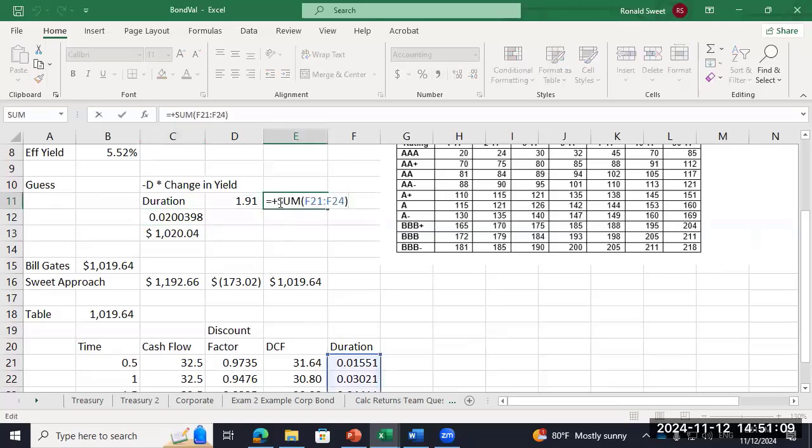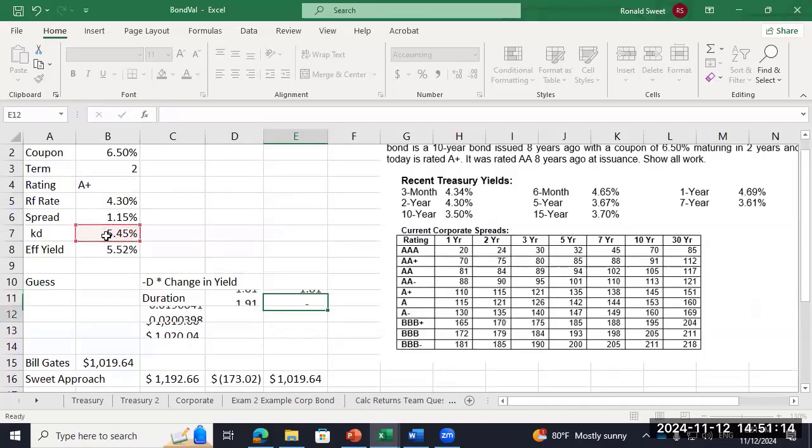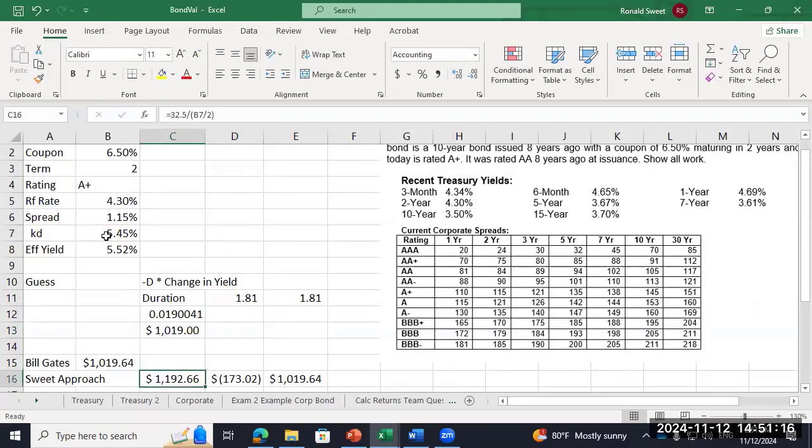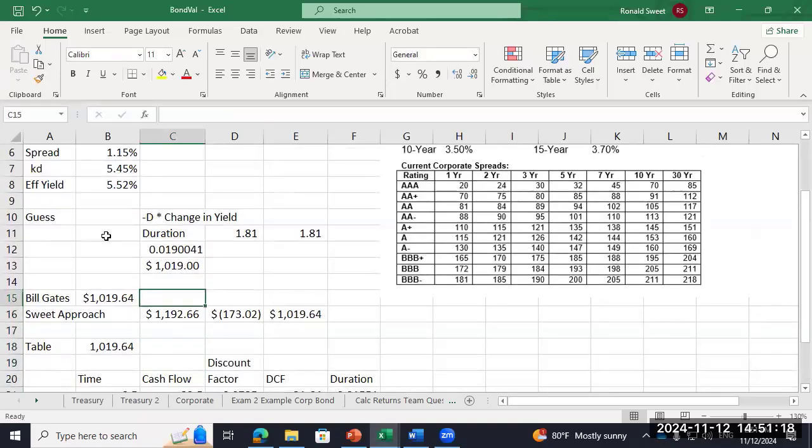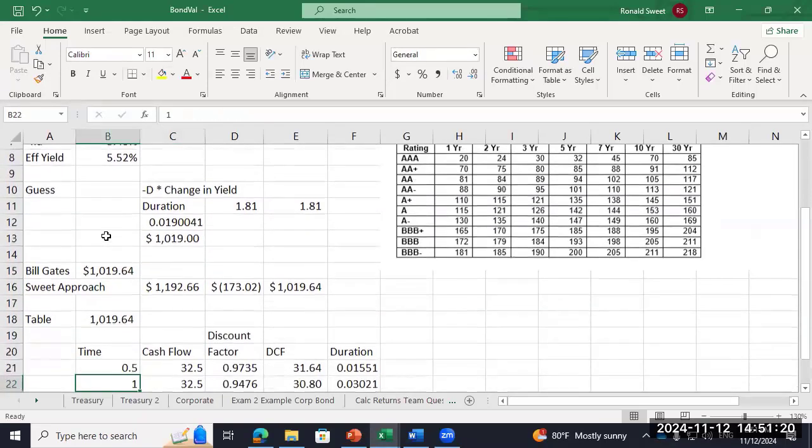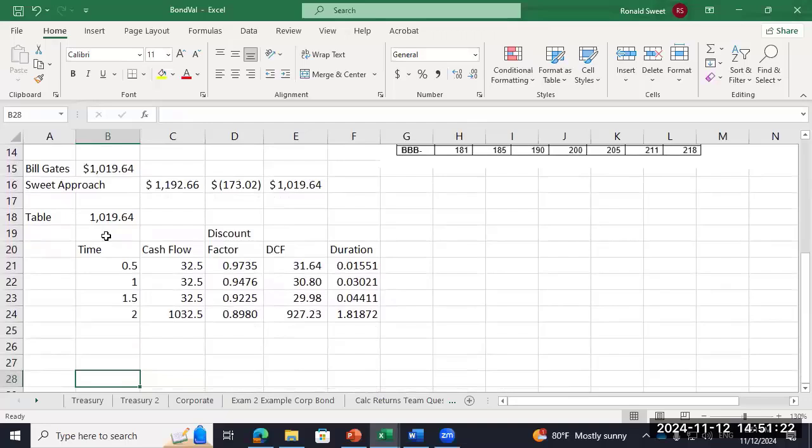You are supposed to divide this by 1 plus the rate, and that's going to get you closer. That's the modified duration. But anyway, all three of them are giving us essentially 1,019. So I saw Team 6 look like they got it right.